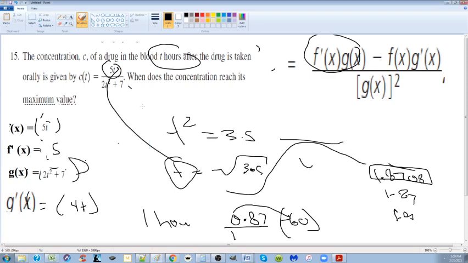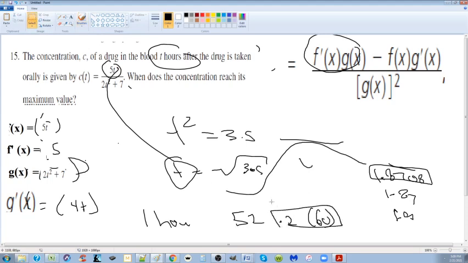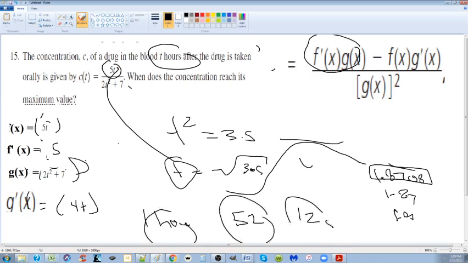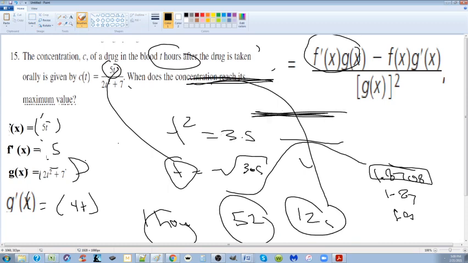So I get 52 minutes and 0.2. 1 hour, 52 minutes. And now I had a 0.2, and that doesn't mean 20 seconds. It's 0.2 times 60 seconds, because there's 60 seconds in a minute. Well, 0.2 times that is the same as saying 1/5 of that, and that is 12 seconds. So that means after 1 hour, 52 minutes, and 12 seconds, that is the maximum concentration, because that's when the tangent has a horizontal slope.